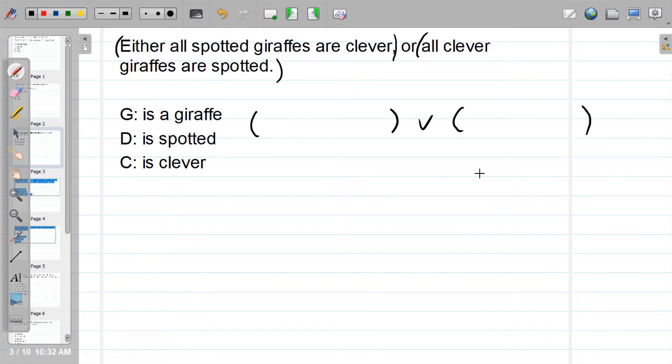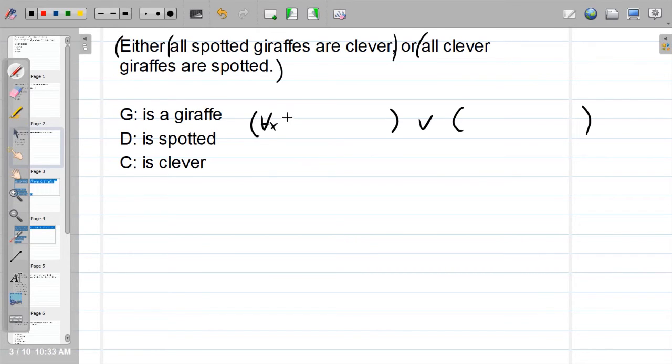Okay? And now that you've got the major connective, you can start looking at the parts. So really, you don't even begin to think about the parts until you've figured out the overall structure. And then you just take the parts one at a time so you don't get overwhelmed. So either this thing or this thing. Okay, so all spotted giraffes are clever. We can do this. We know this. It's universal, right? Universal generalization.